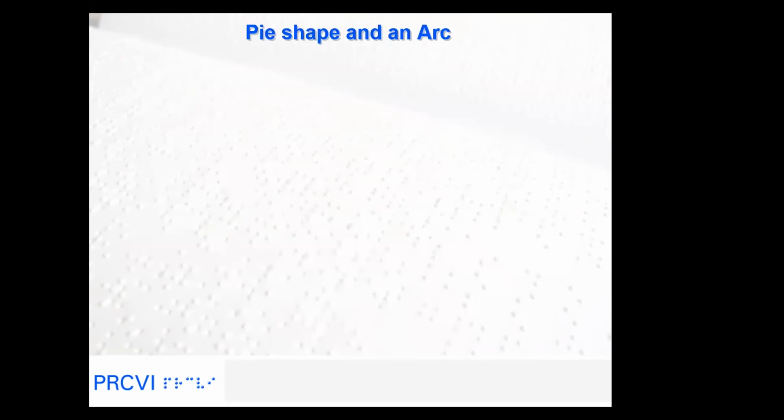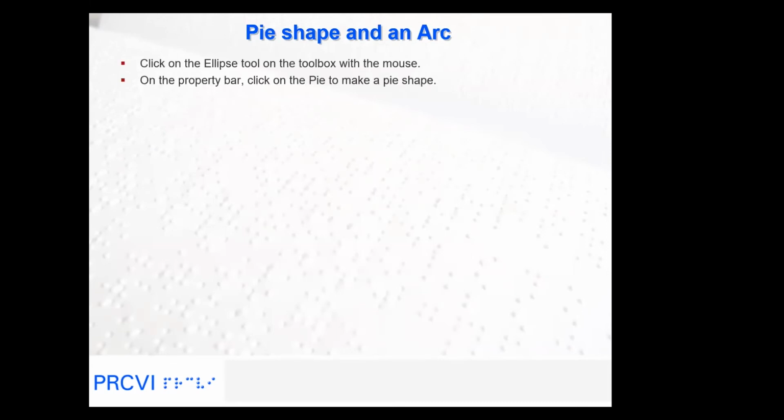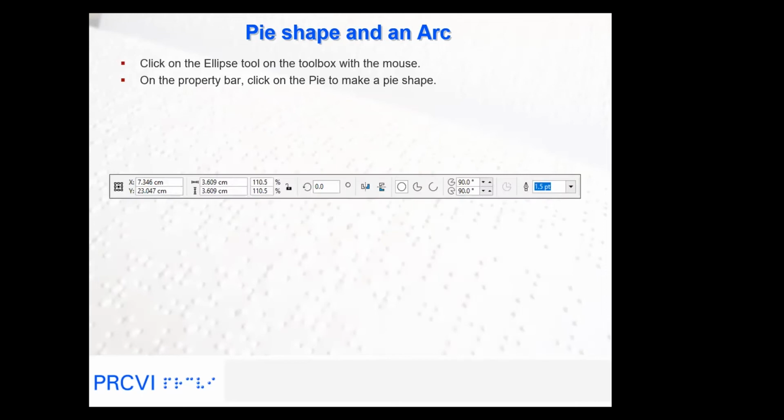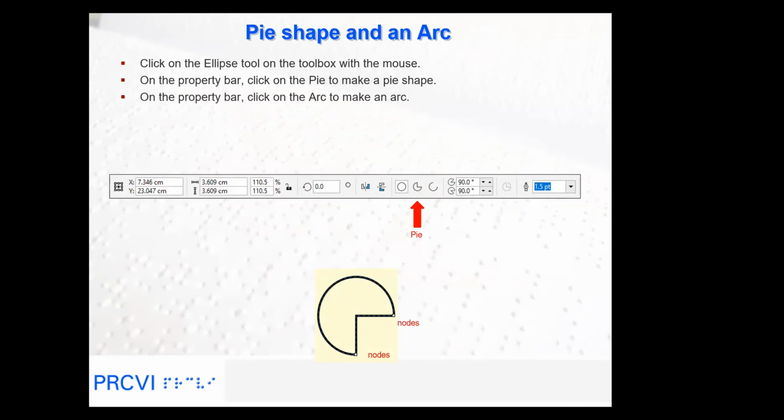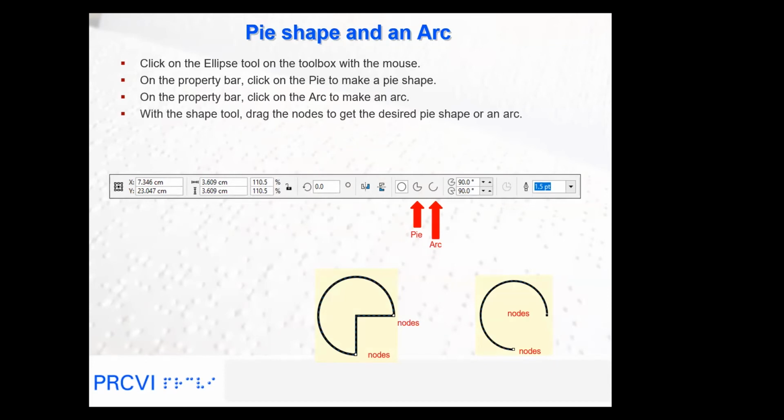Let's see how to make a pie shape and an arc. Click on the ellipse tool on the toolbox with the mouse. On the property bar, click on the pie to make a pie shape. On the property bar, click on the arc to make an arc. With the shape tool, drag the nodes to get the desired pie shape or arc.